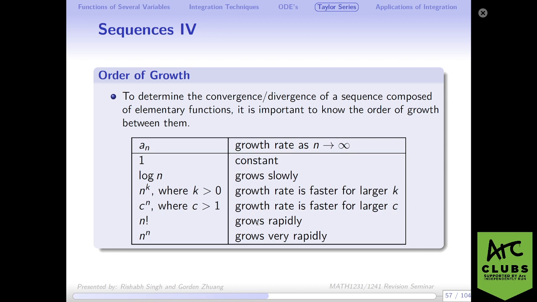And this is important when we look at Taylor series, because in Taylor series we have a sum of powers divided by a factorial. And so since the factorial grows faster than the power, this helps our Taylor series to converge.